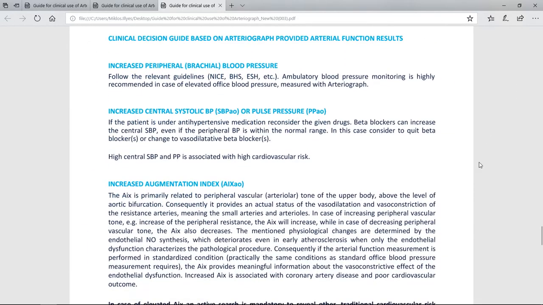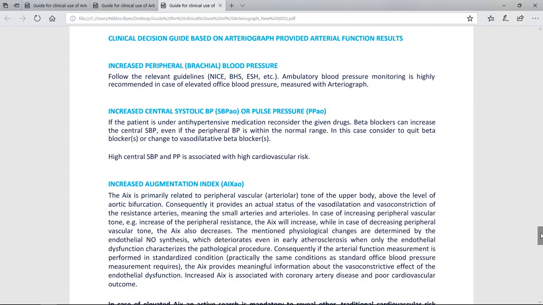In the coming parts, I would like to help you with what to do, how to decide, what kind of steps and measures should be performed, having seen the different parameters which are exceeding the normal level measured by arteriograph. So what to do if we find increased peripheral brachial blood pressure? We simply have to follow the relevant guidelines, such as the European Society of Hypertension guideline, British Hypertension Society guideline, or NICE guideline. We have to follow the guidelines on how to evaluate the increased blood pressure subject.